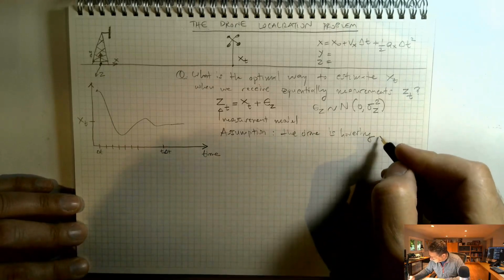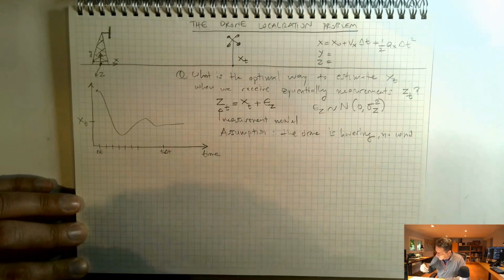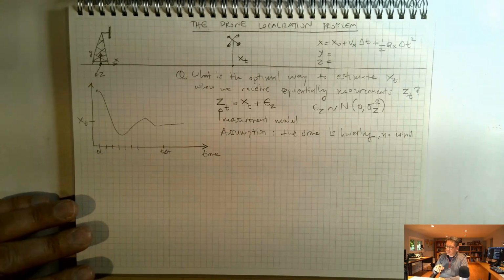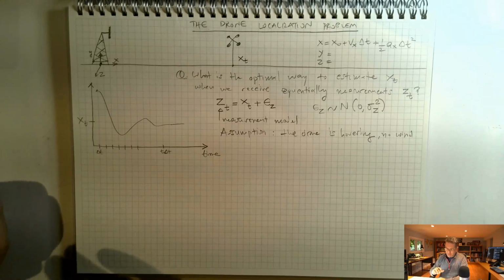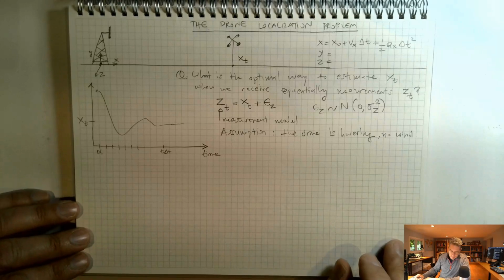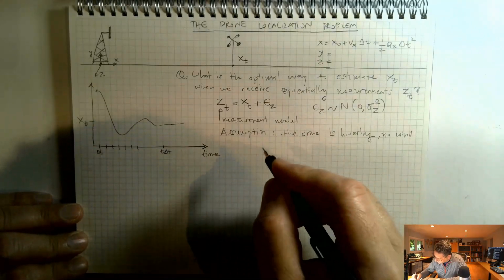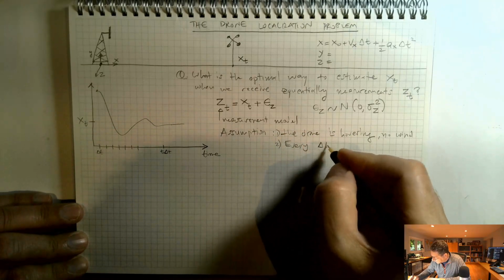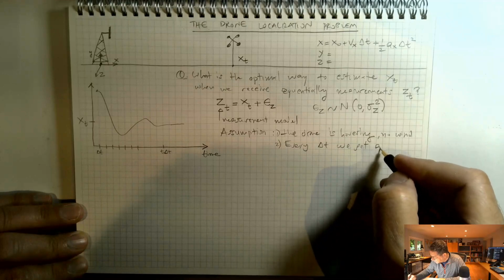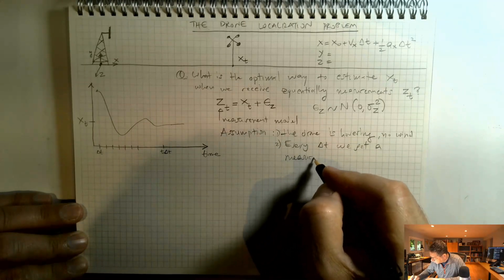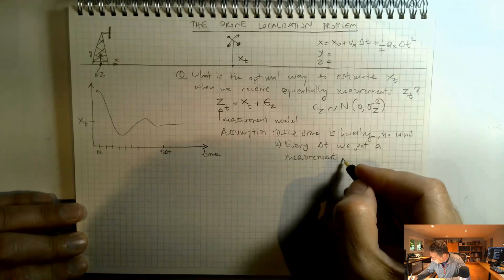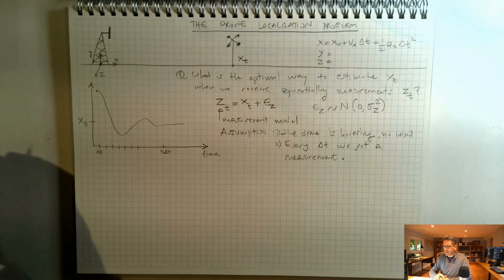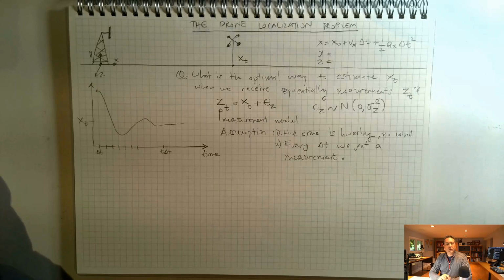And there's no wind, and so the xt is going to be constant. So we are going to be looking at this kind of stationary model to make the discussion a bit simpler. And also we make the assumption, let me also write the other assumption, that every delta t we get a measurement.